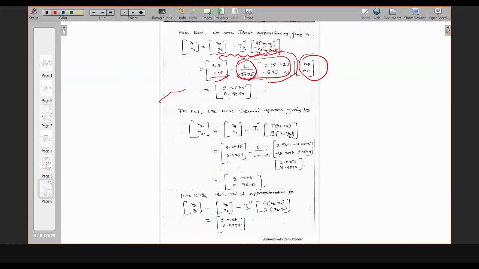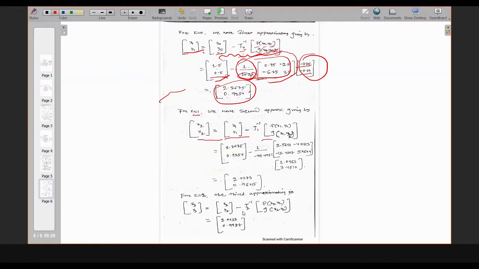Now you see all are numerical values. Then you simplify these expressions to get the first approximation, which is 2.2675 and 0.9254. This is your first approximation. Okay, now you can proceed to obtain the next approximation, that is your second approximation. How will you get that? If you substitute k equals 1 in the formula which I gave in the previous slides, then you will get the formula for the second approximation.